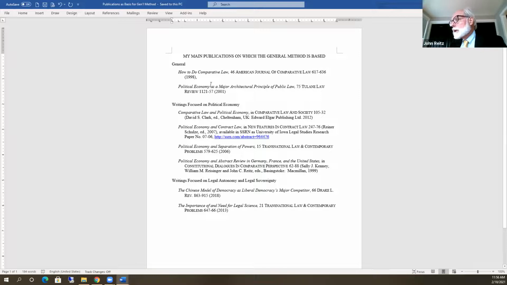I also have this article I published in Tulane quite a few years ago. Despite the fact that the title makes you think it's just about political economy, it actually has a last section that's all about legal autonomy and legal sovereignty as well. So it's probably the major place where I've explained my idea about all of these different families of legal principles or families of patterns that help us make sense of differences. And then I've got writings that are focused on political economy, quite a few, because that's been the major focus of my attention so far. And then a few where I have talked about models, sovereignty and legal autonomy.